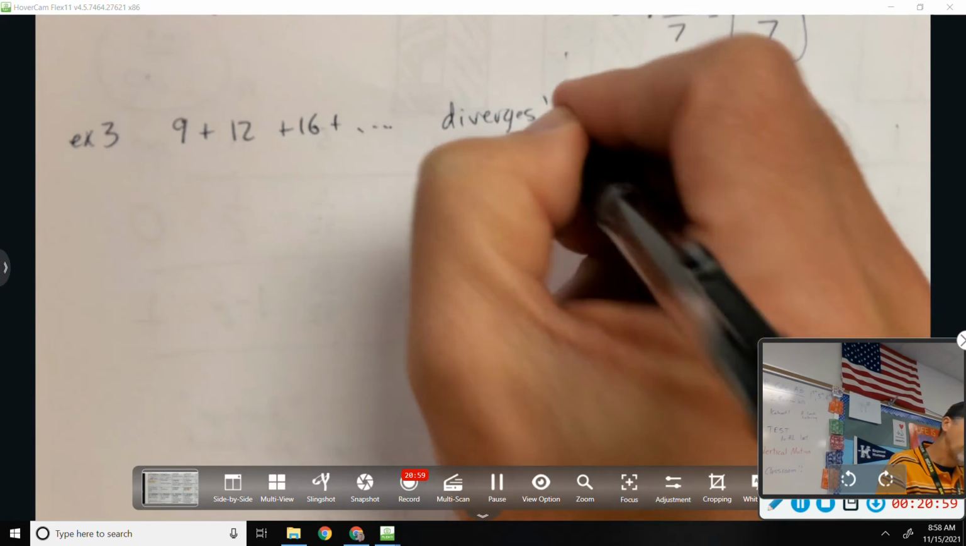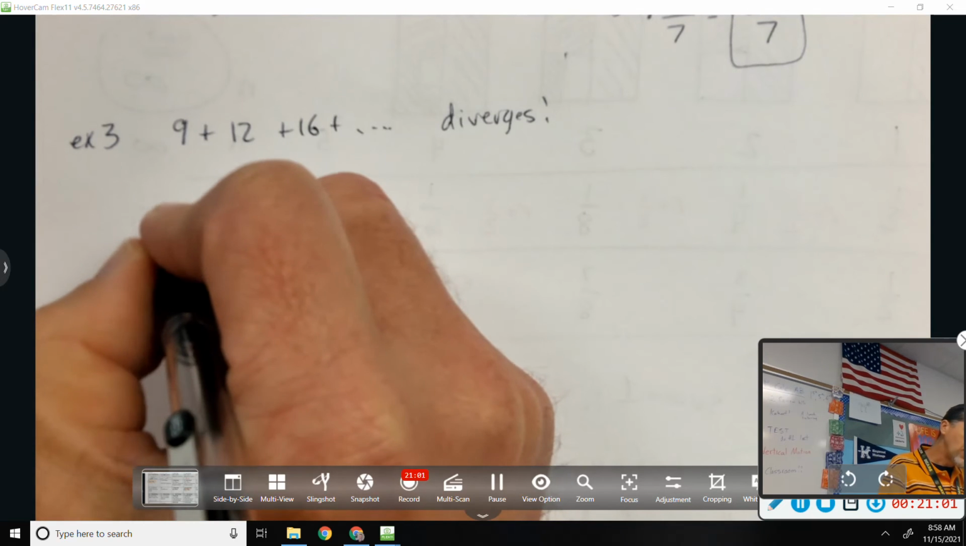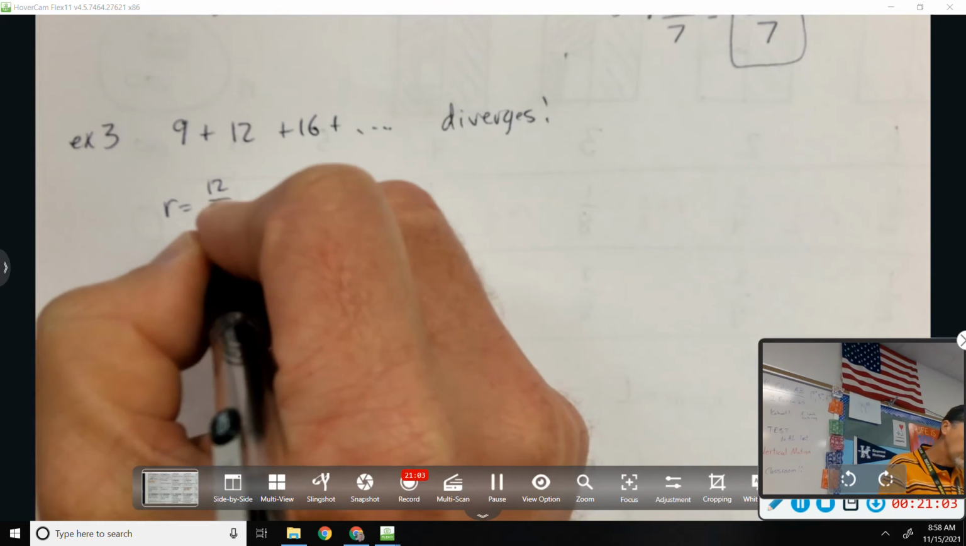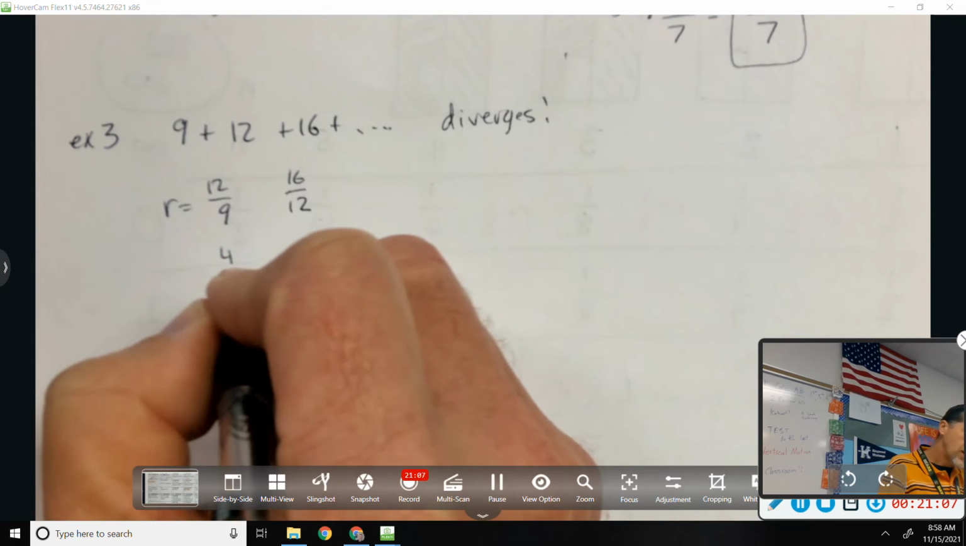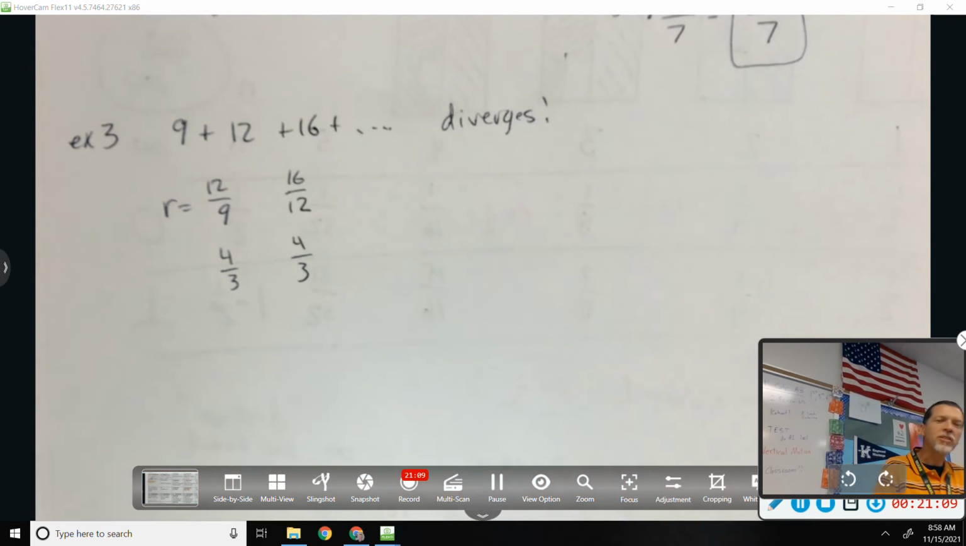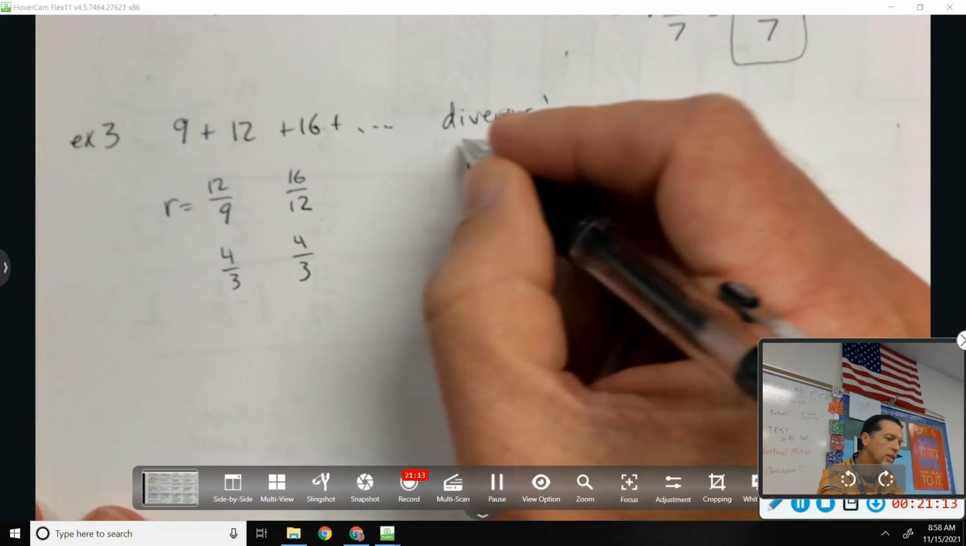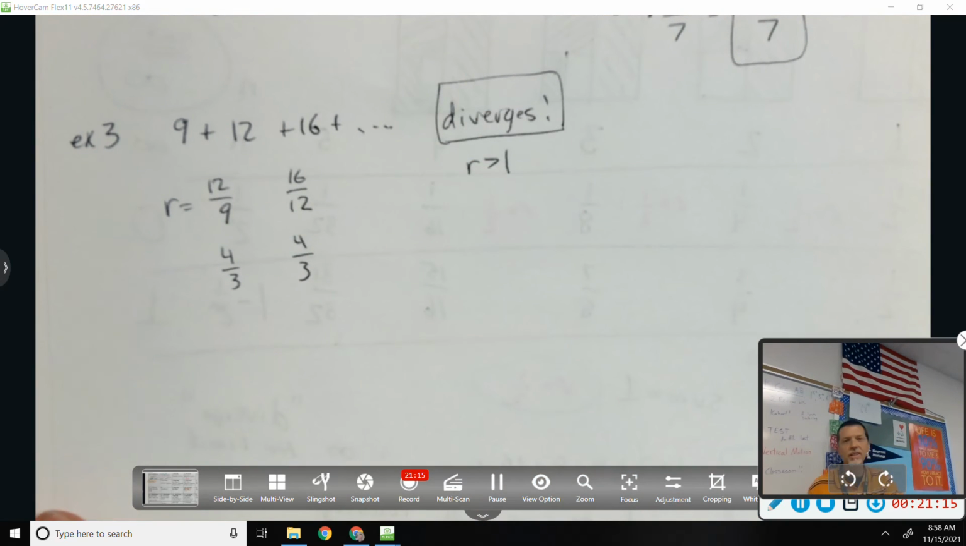The terms are getting bigger. Now, if you wanted to see what R is, 12 over 9, or 16 over 12. It's not arithmetic. It's geometric. But R is bigger than 1, so it diverges. That's our answer. We're done with that problem.